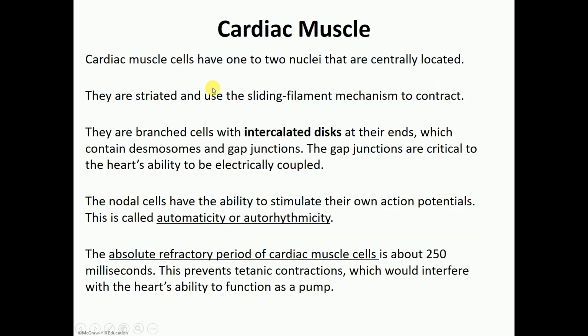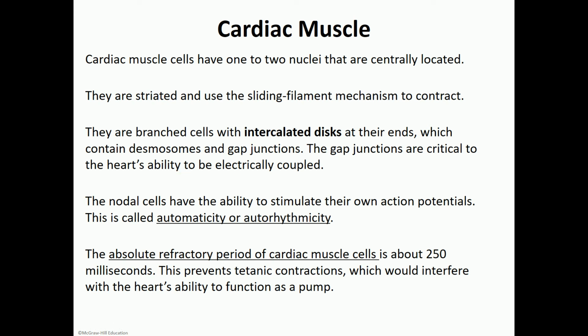So one more time, your cardiac muscle cells have 1 to 2 nuclei. They are striated. They also use the sliding filament model in their contraction. They're branched cells and they have these intercalated discs. And I think maybe the next slide shows you a better image of the intercalated disc with the gap junctions. These gap junctions are extremely important in order for the heart to contract as one unit.